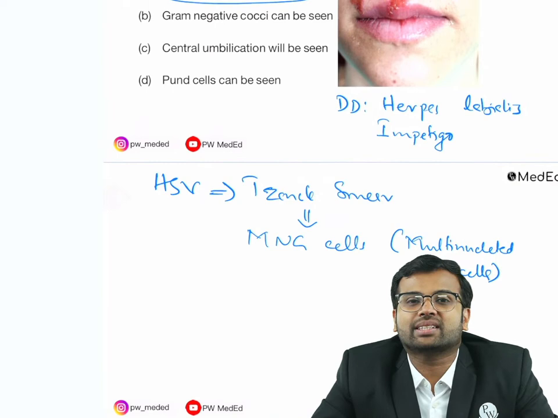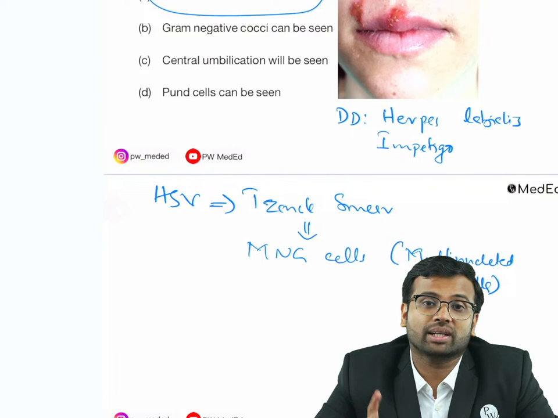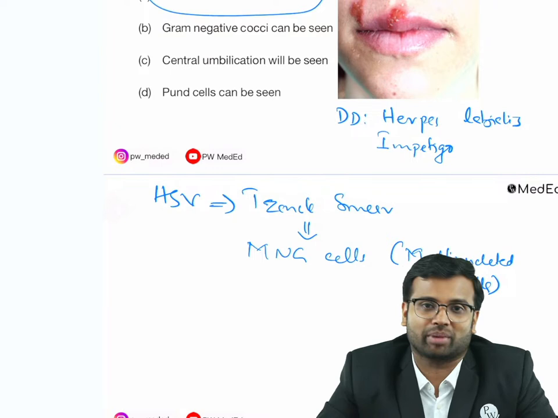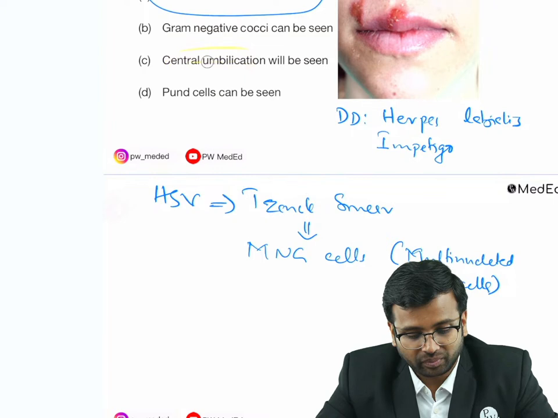Why the answer is not the second one? Gram-negative cocci can be seen. Because in case the patient's diagnosis was impetigo, it would have been gram-positive cocci, isn't it? Gram-positive cocci, not gram-negative. And why it is not central umbilication? In which disease did you learn about central umbilication? Can anyone answer? Like, where did you learn about central umbilication?